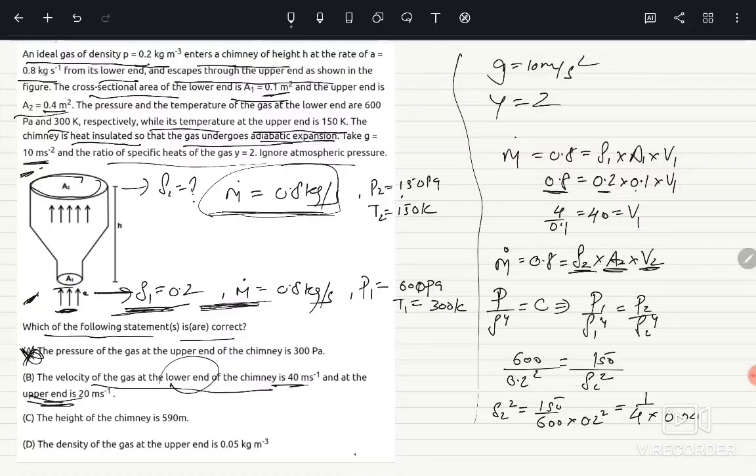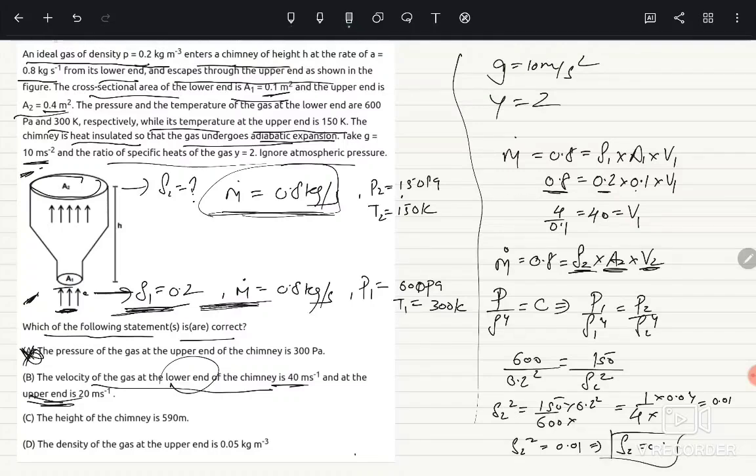Are we making any calculation mistakes here? Yes, one small one. 0.2 squared will come out in the numerator. This will give us 0.04 by 4, which gives us 0.01. Rho 2 squared is 0.01. So rho 2 will be 0.1 if we take the root. So rho 2 has come out.